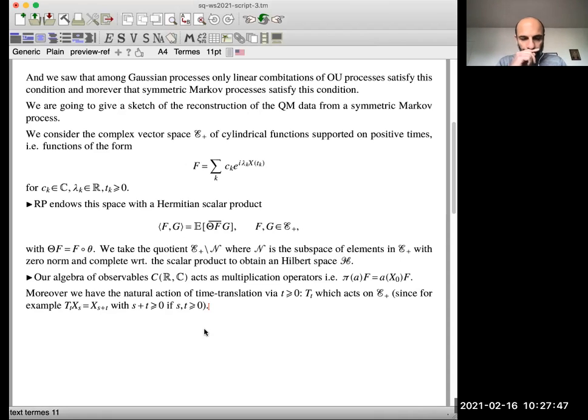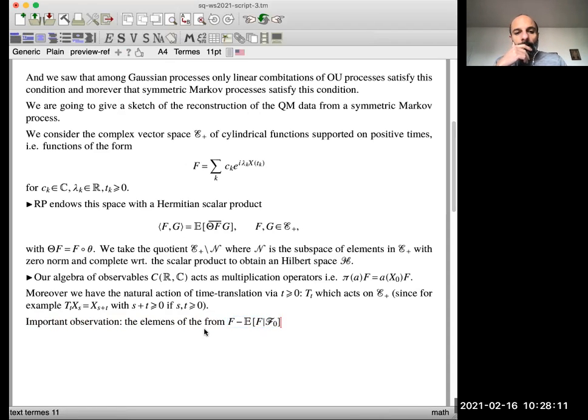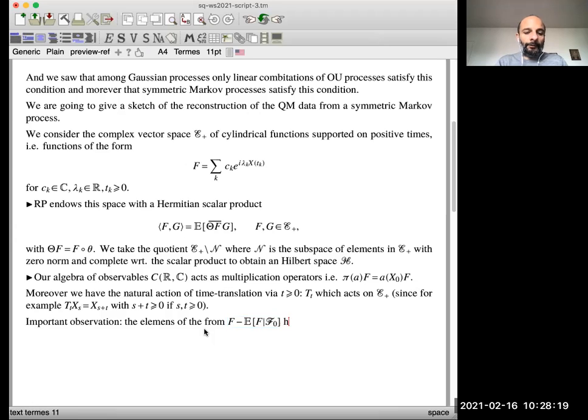Now the next observation, an important observation: the elements of the form f minus the conditional expectation of f with respect to F0 have zero norm. And you can check this directly. It follows from an exercise, if you want. Maybe it's useful to do it. Try to do it yourself. If you don't manage, maybe we can discuss, but that's not difficult.